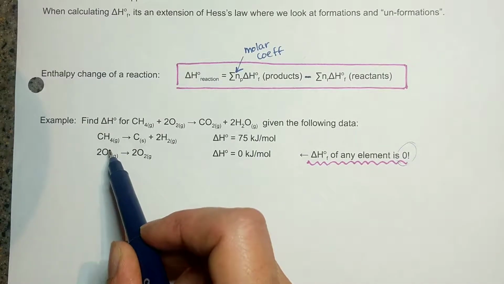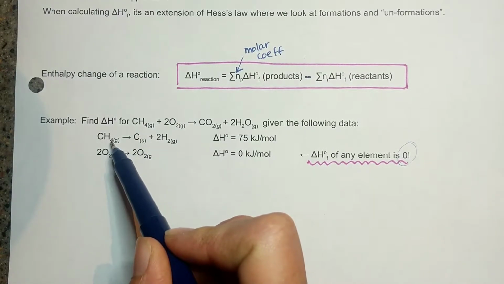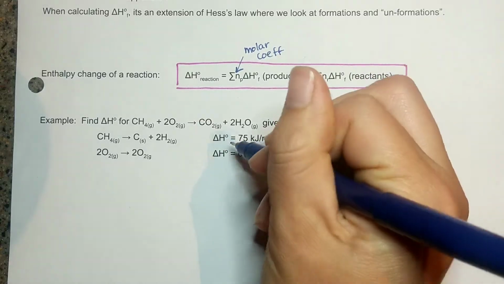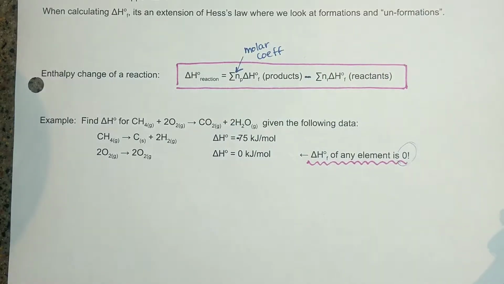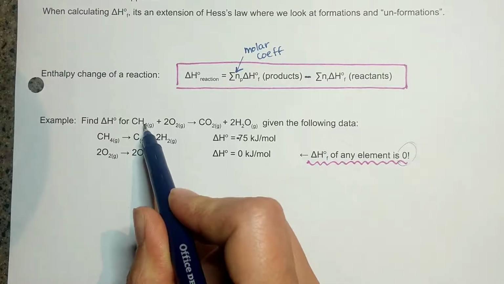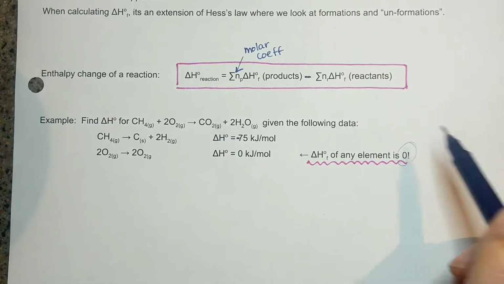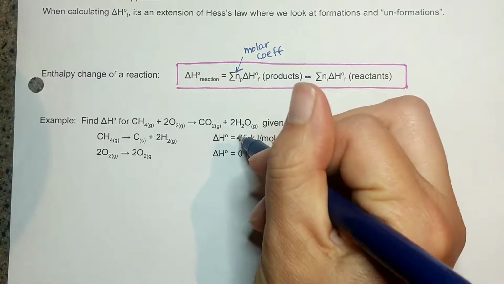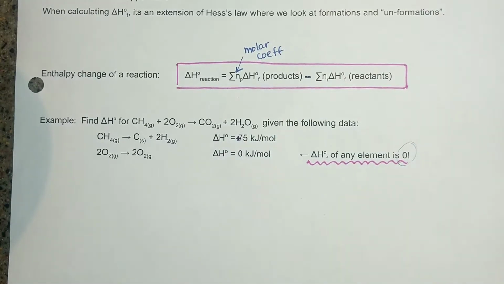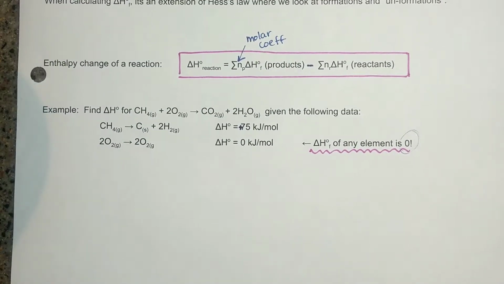When I look up in the back of the book, I would find that for methane, the formation of methane would be negative 75 kilojoules per mole. But because my methane is being broken down, right, I'm taking it apart to make my carbon dioxide, I need it to be a reactant. That's why I have it listed here as positive 75. So there's a couple of ways you could go about this.